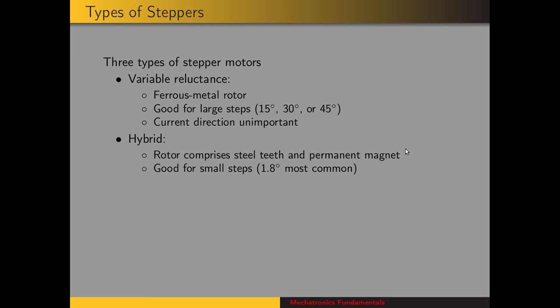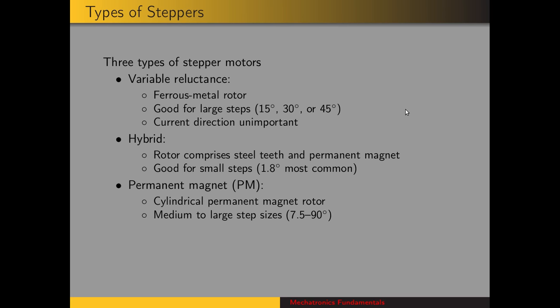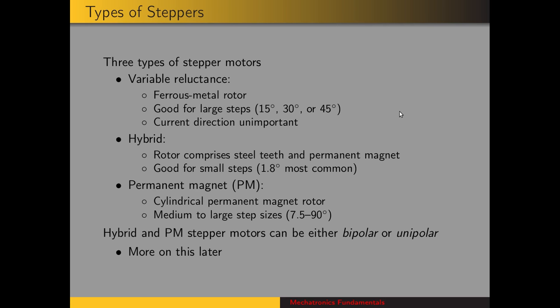Hybrid steppers have a rotor that is made up of both steel teeth and permanent magnet. Hybrids are good for small steps; 1.8 degrees per step is the most common design. Finally, permanent magnet stepper motors have a cylindrical permanent magnet rotor, and these are useful for medium to large size steps, so 7.5 to 90 degrees. Contrary to the variable reluctance motor, where current direction is unimportant, for hybrid and permanent magnet stepper motors, the current direction is important. This can be achieved either through what's called a bipolar construction or a unipolar one, and we'll talk more about this later.